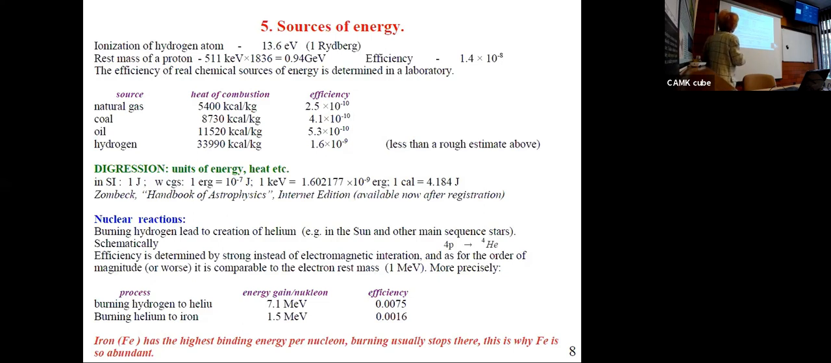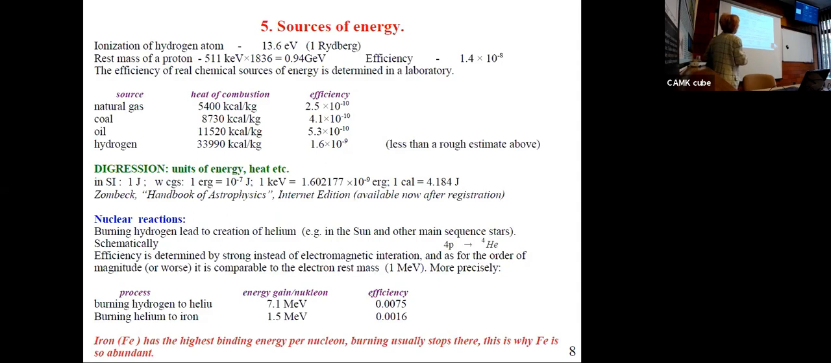Oh, the digression, of course, units. I will mostly use CGS units because I was born in the time when SI did not yet exist. And I think in many papers, traditionally in astronomical papers, CGS is still used. In physics papers, no, they switched. But you know, we still use magnitudes. We still use things which were born thousands of years ago. So astronomy is traditional and we are not going to change.